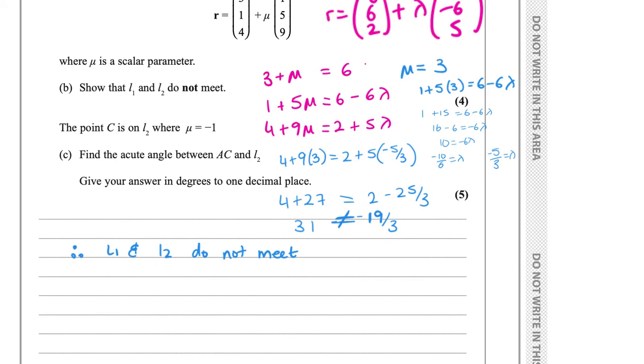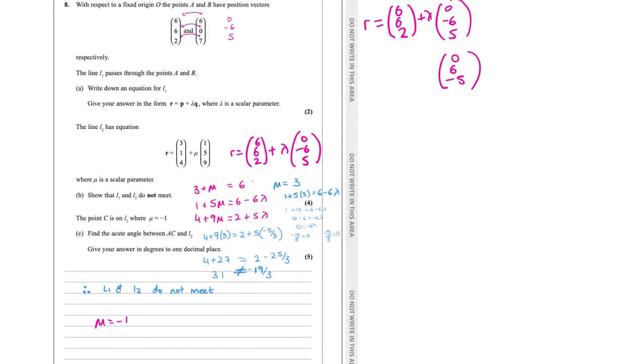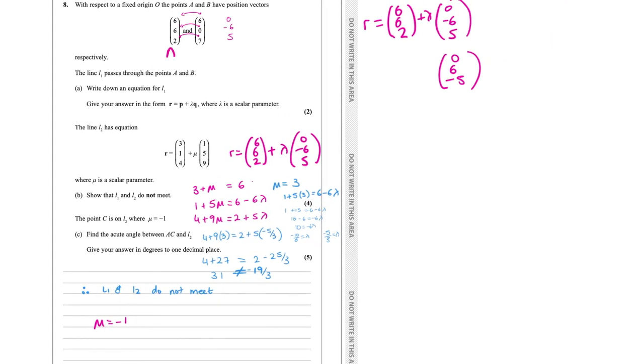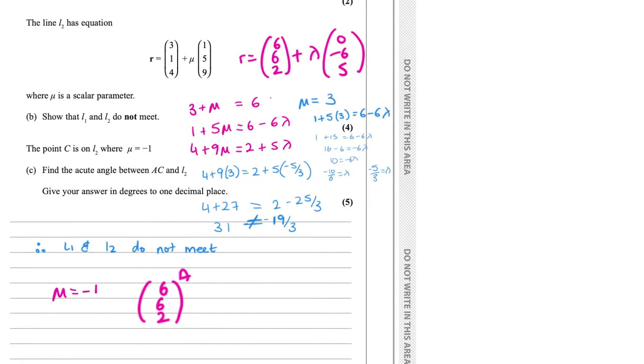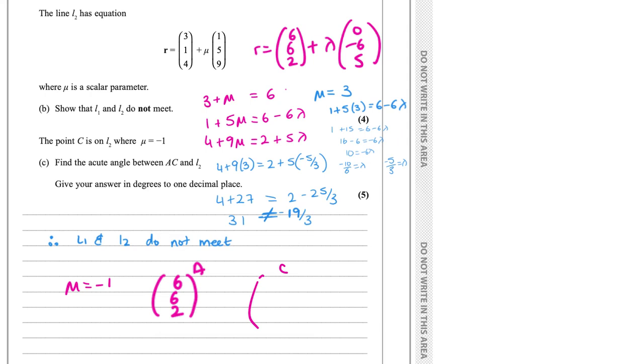The point C is on L2, where mu equals negative 1. Find the acute angle between AC and L2. Maybe I missed it, but I don't know where A is with respect to the points A and B. Okay, so A is 6, 6, 2. The point C is on L2 where mu equals minus 1. So let's work out what C is. C is going to be 3 minus 1, 1 plus 5 lots of minus 1, and 4 plus 9 lots of minus 1. I've just substituted mu equals minus 1 into the equation. That's how we're going to figure out the point.